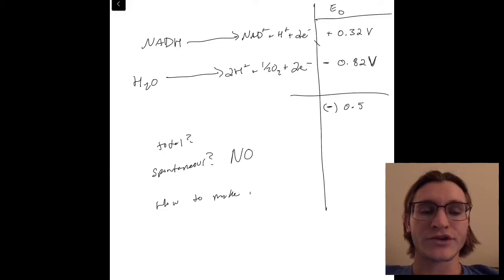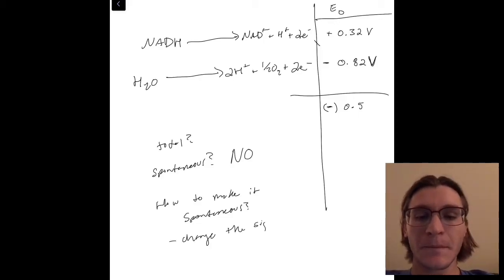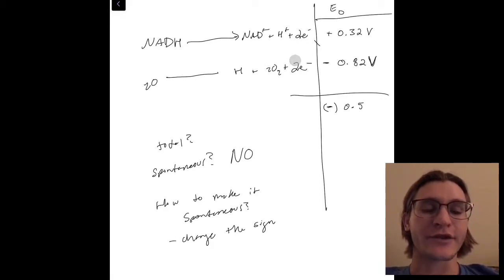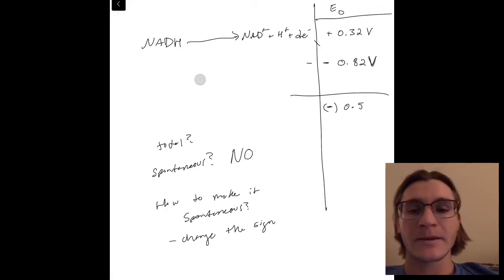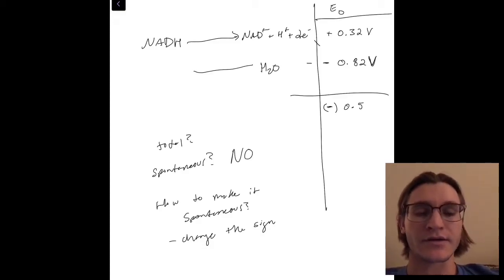So how would we change this to make it spontaneous? If your professor had said, how do I make this spontaneous? What would you do to which reaction? Well, we want to change the sign. So in order to change the sign, we're going to have to flip the reaction for water. And 0.82, if we make that positive, that would be a great oxidizing agent.